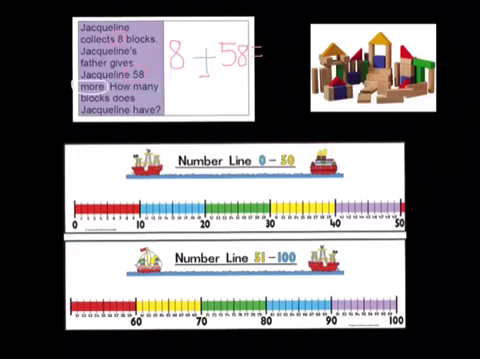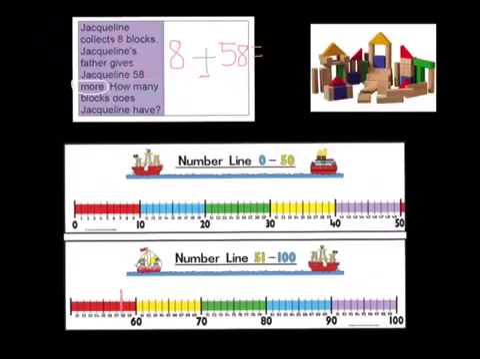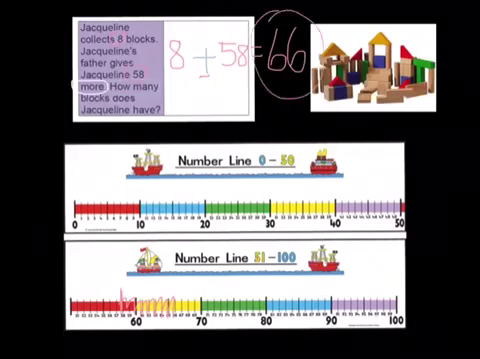So let's start on 58. So 58 is here. And let's count on 8 more. 1, 2, 3, 4, 5, 6, 7, 8. What number did we land on? 66. So how many blocks does Jacqueline have now? She has 66 blocks.